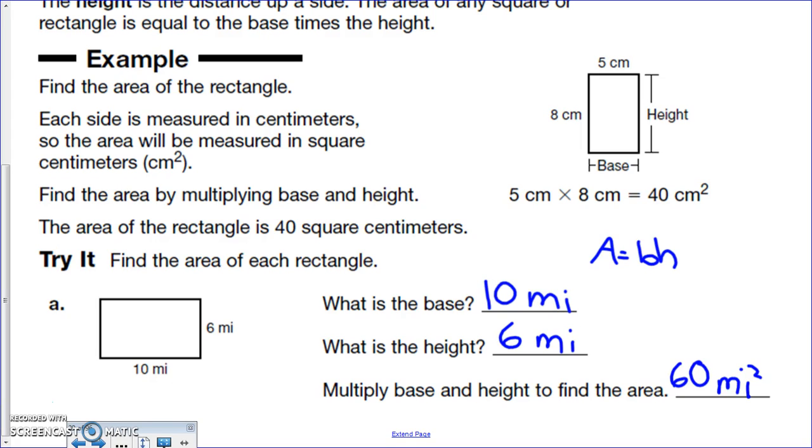And when you see the formula written out for it, the capital A stands for area, the lowercase b stands for base, and the lowercase h stands for height. And because the base and the height are sitting right next to each other, that means multiplication. So area equals the base times the height.